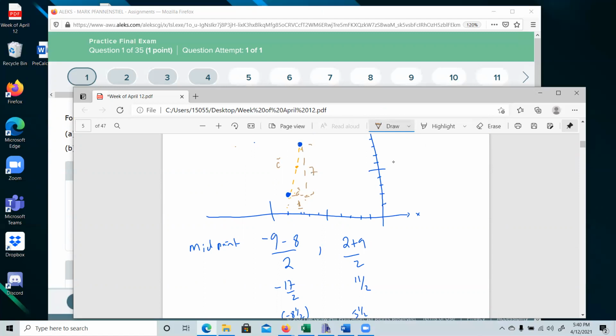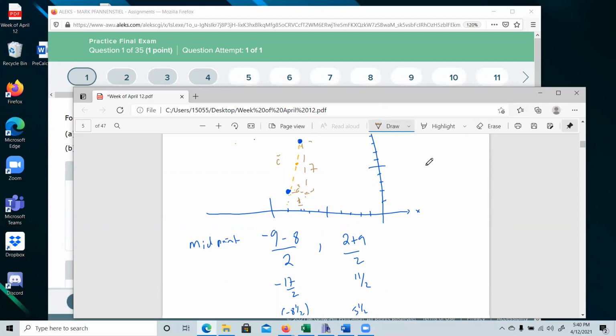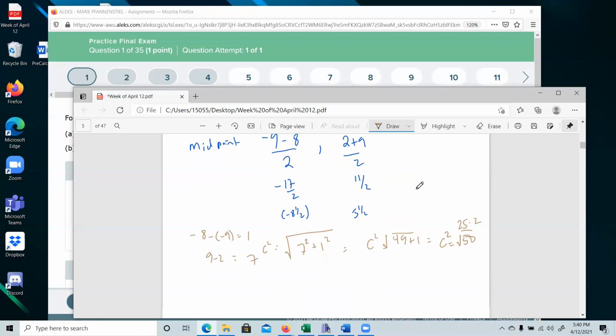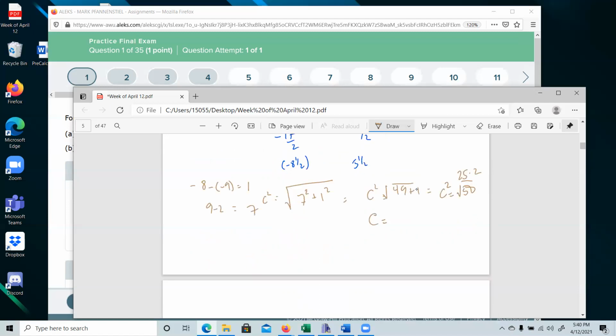Now all we have to do is apply the Pythagorean theorem, and then we're going to have the rest of that. So we're going to have 7 squared plus 1 squared, square rooted. That's equal to my c. C is equal to the square root of 7 squared, which is 49, plus 1. C is equal to the square root of 50. Okay, that's 25 times 2, right? So C is equal to the square root of 25 times the square root of 2.